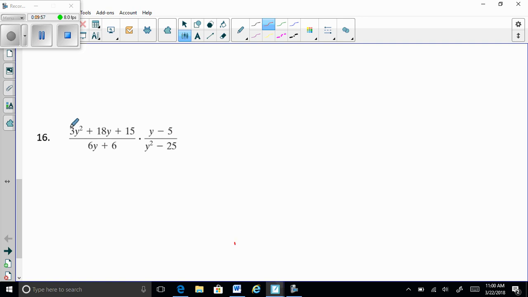So if you look at this first part right here, it looks like a nasty factoring problem, but honestly, if I pull out a 3 to begin with, it's going to make it to where the problem's not all that bad. So we'll pull out a 3, so that'll turn that into a y squared plus 6y plus 5. And then we've got a y minus 5 right there.